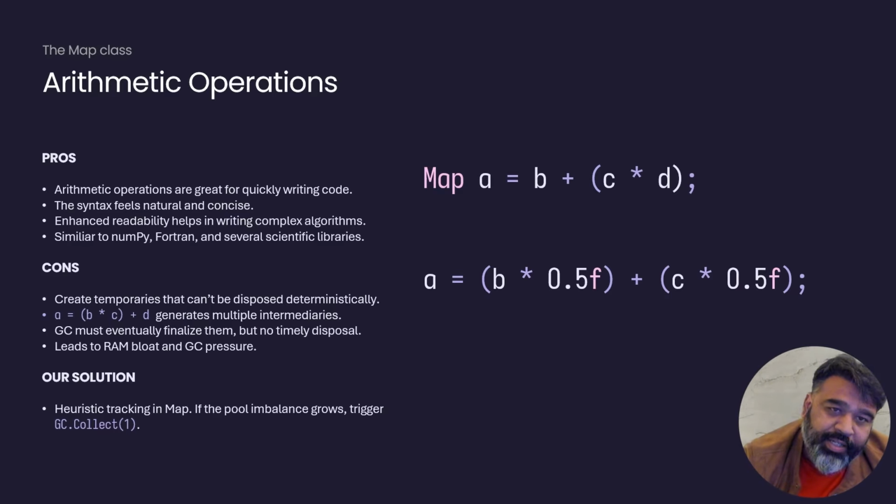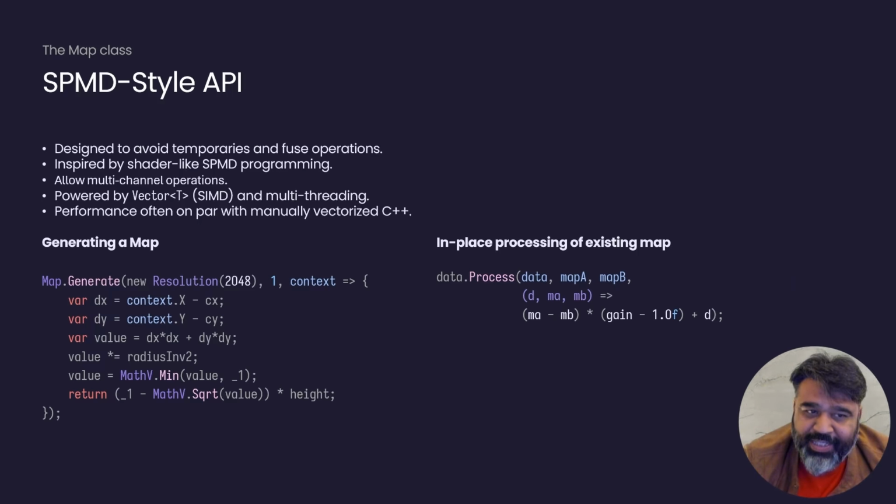Now, the counterpart to this is the SPMD style API, where we can just write entire kernels. This is designed specifically to avoid temporaries and fuse all operations together. It's inspired by shader-like SPMD programming, so we could just write a small program, or sometimes even larger programs.